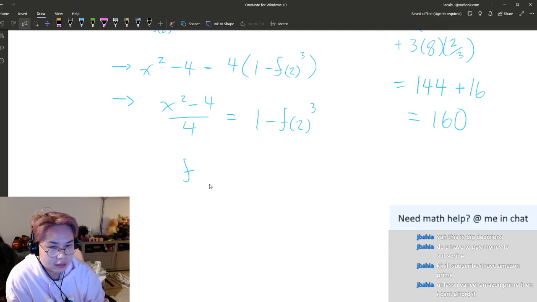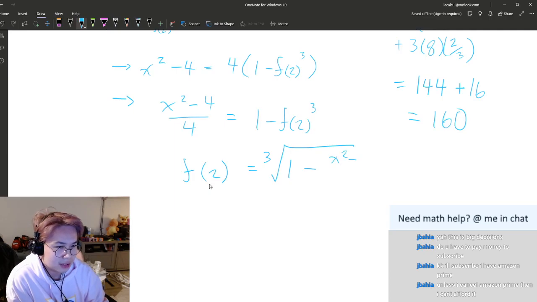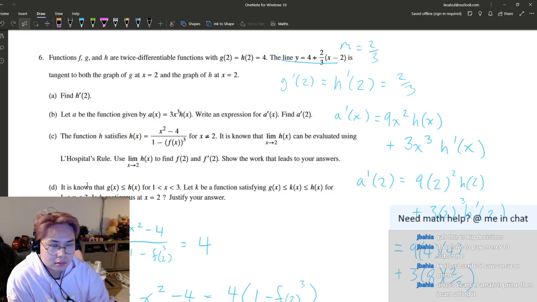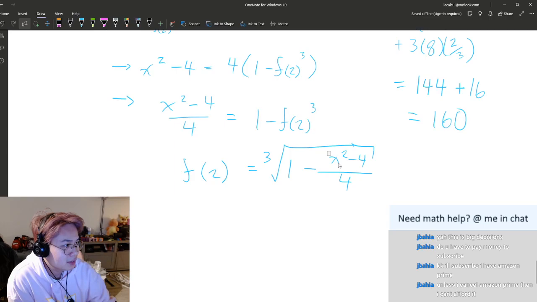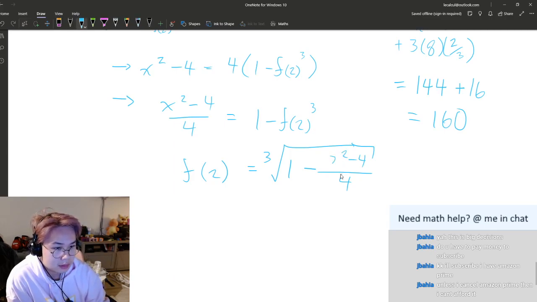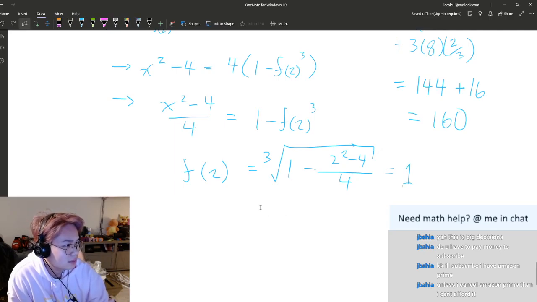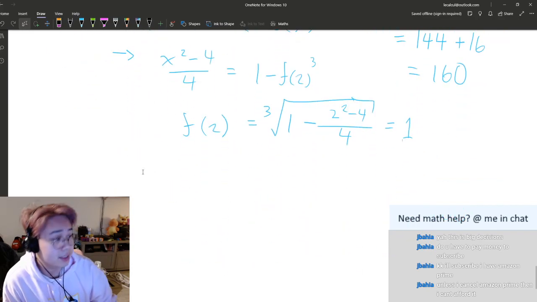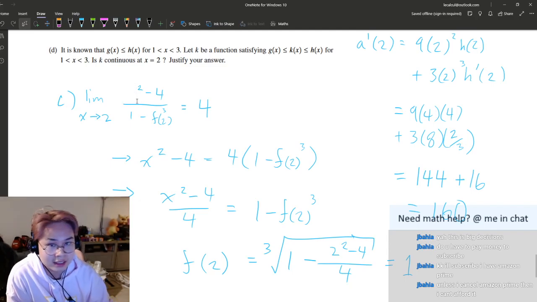So f of 2 is equal to the cube root of 1 minus x squared minus 4 divided by 4. But then this is at an x value of 2, so then this thing is going to be 2. And all of this is 0, so you're just taking the cube root of 1. So this is just 1. Sure, okay. Let's go with that for now. So again, I changed my mind, and then I'm going to evaluate this at 2.